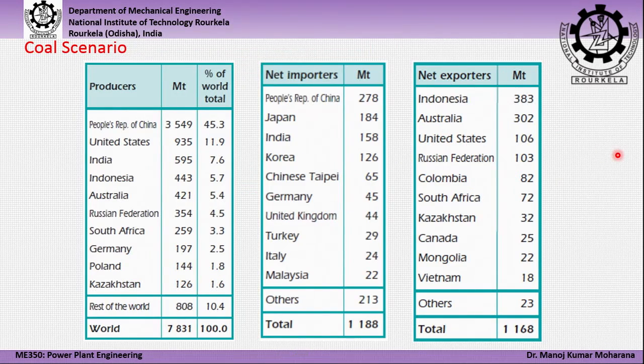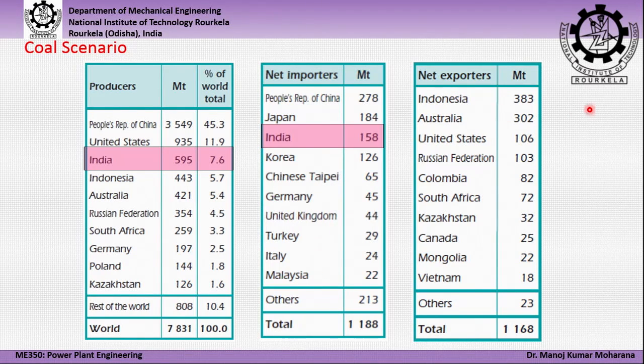This slide shows the coal scenario of the different countries of this world. The first table shows the top producers of coal in the world. Here you can see India is positioned at the 3rd place. We are producing around 8% of the total coal production of the world. And then the second table shows the importers of coal, where India is also positioned at the 3rd place.